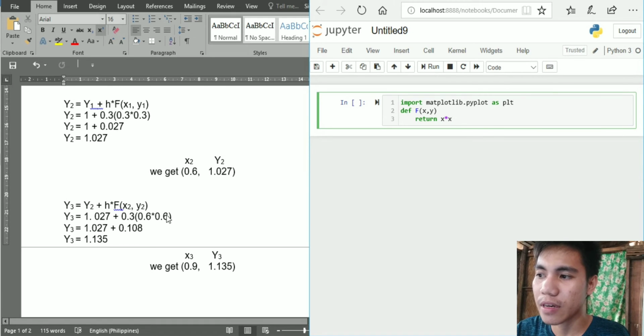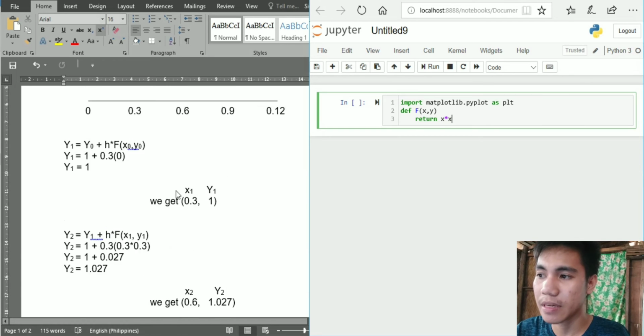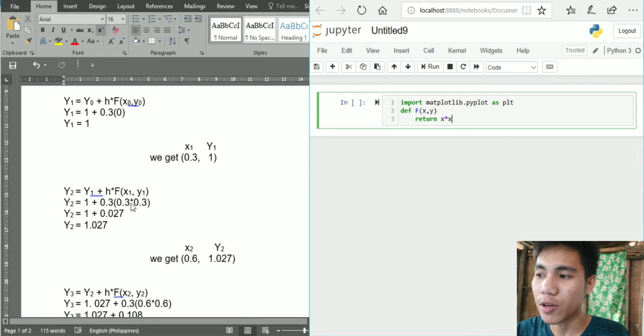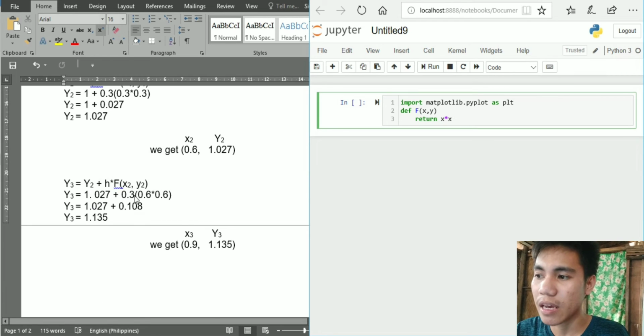If you can observe, the inside values of every function are the same. Here, both the values of x and y are 0. The values of x and y here are both 0.3, and here both 0.6. So we just put x times x so that x will be squared. What is the value of y will just be squared, and then we will get the value of the inside values of function.